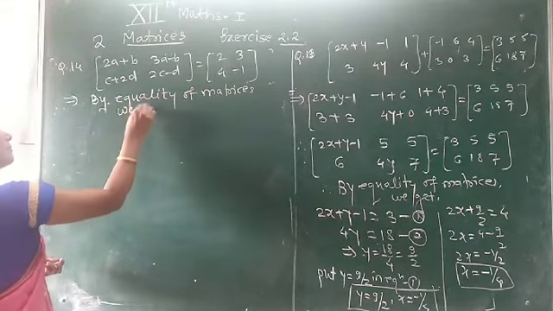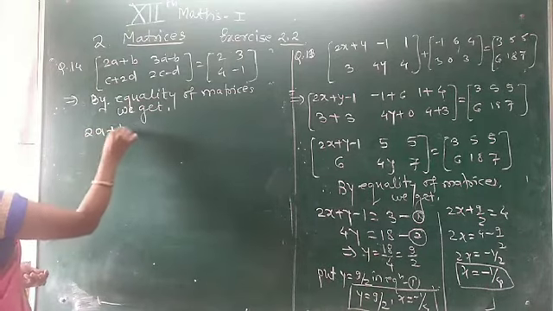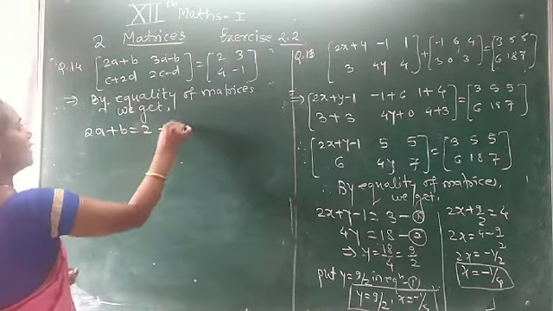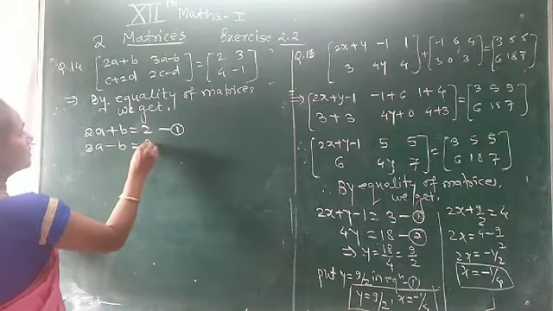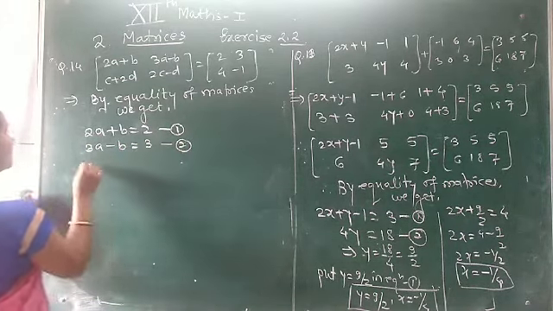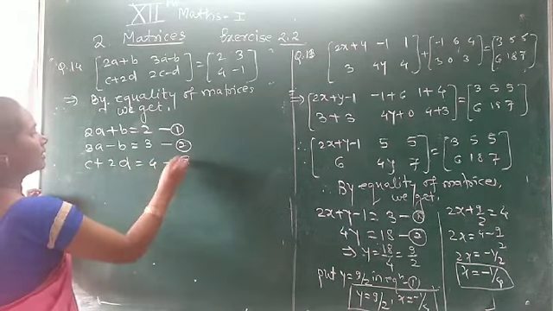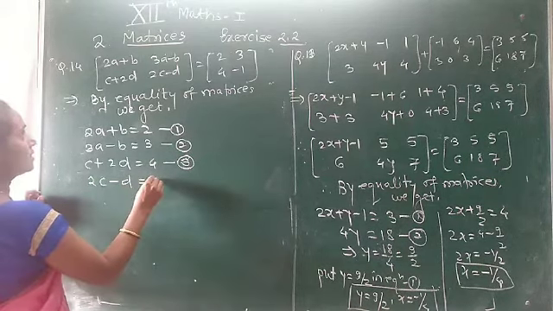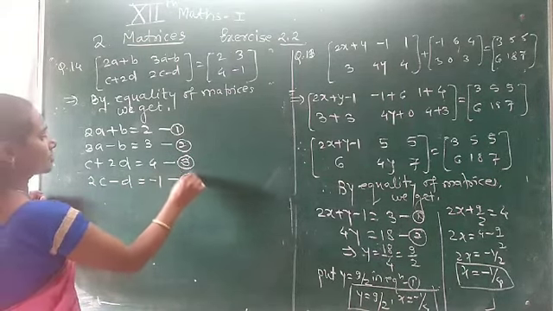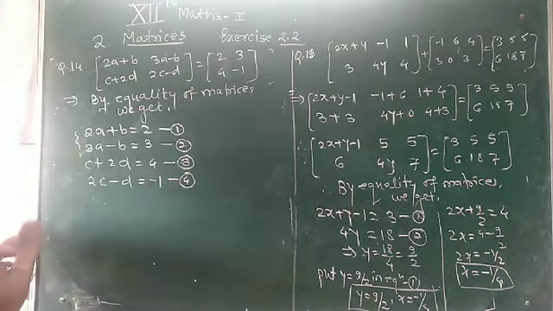we get 2a plus b is equal to 2, equation 1. 3a minus b is equal to 3, equation 2. c plus 2d is equal to 4, equation 3, and 2c minus d is equal to minus 1, equation number 4. So first we solve equations 1 and 2.